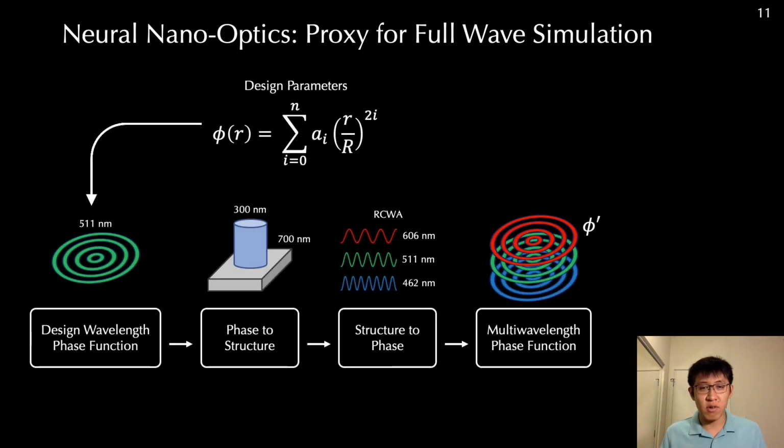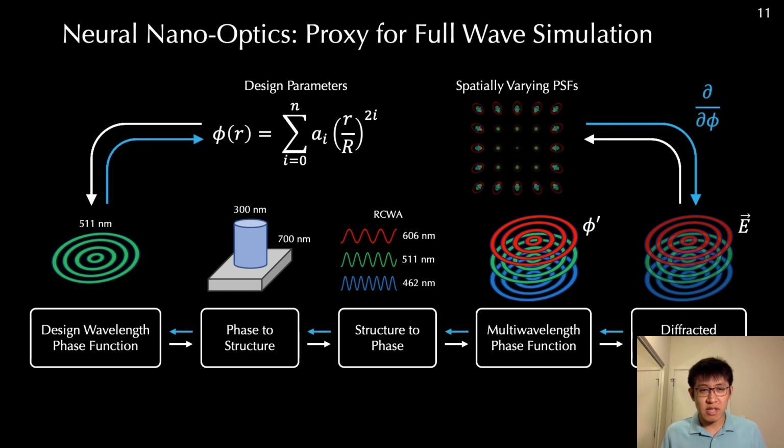Simulating the PSFs in order to quantify the metasurface performance is typically a time-consuming process. However, in this work, we propose a proxy simulator that speeds up this simulation process. Our proxy simulator works in a series of steps. First, we define a polynomial basis function that describes the phase response for a single wavelength, for example, the green wavelength. We then determine the corresponding nanopost structure of the meta-optic that will impart that specific phase response for that wavelength. And this mapping is performed by using a proxy function, which we call phase to structure.